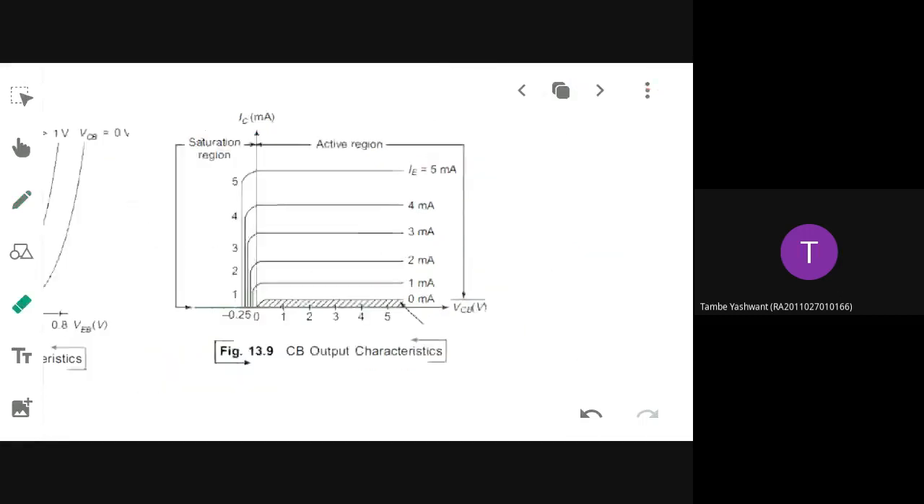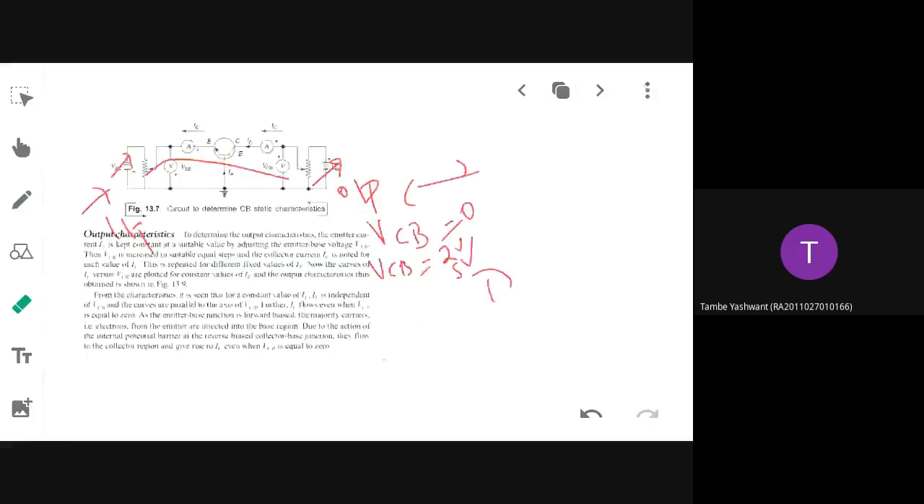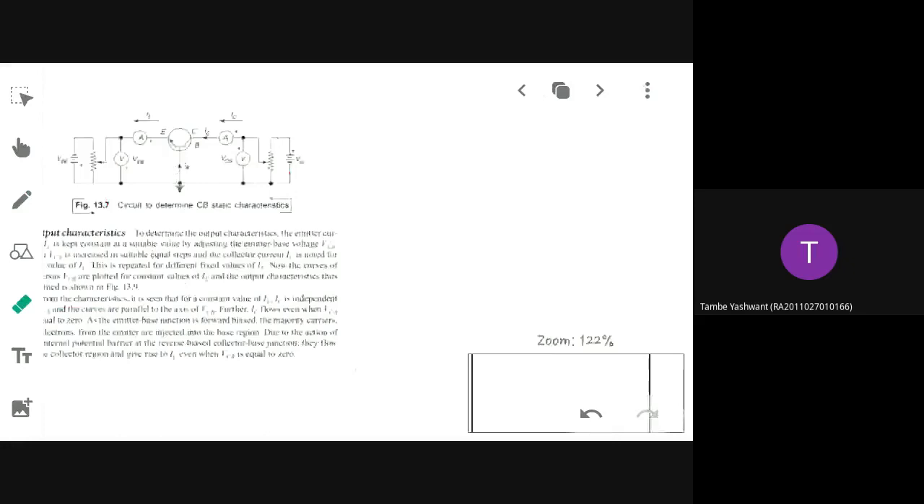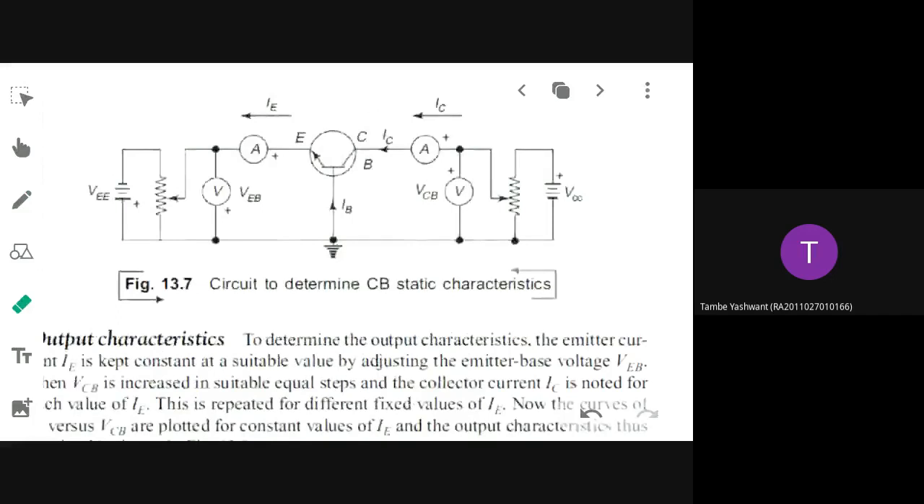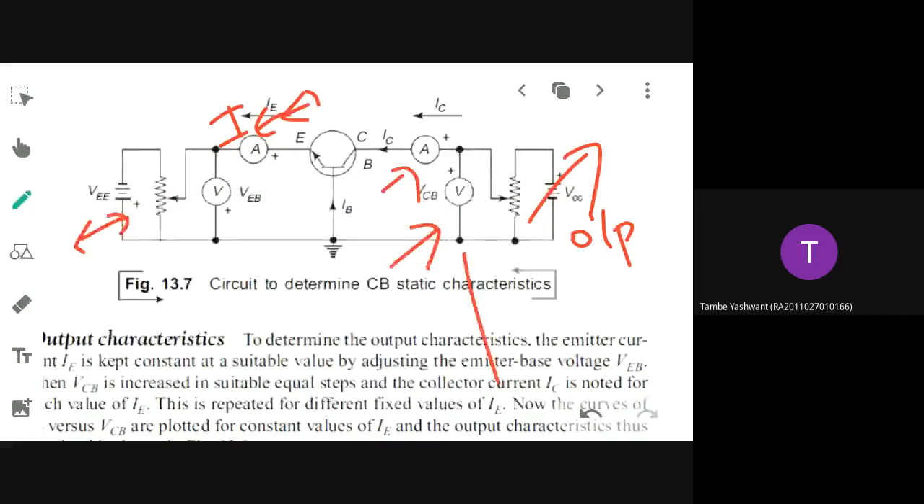In circuit arrangement, I will explain one more time. I want to draw the output characteristics. So what side am I going to keep constant? Input should be constant. So this side I am going to keep constant. That is IE, I am keeping constant at different values, and I am going to vary the output side variable. I will note down VCB and IC and I will draw a curve. Okay, so that is how I will be drawing output characteristics.